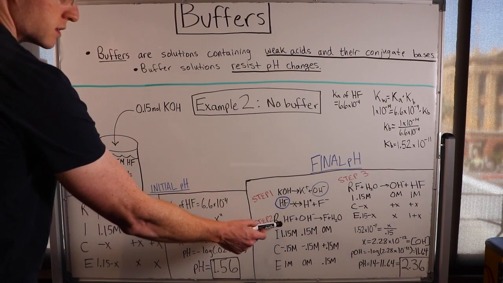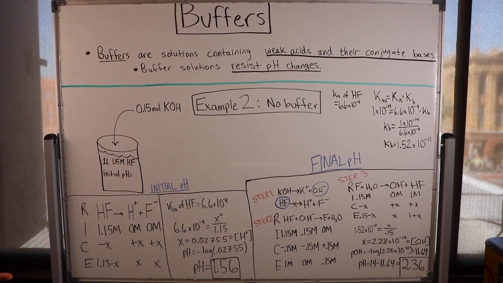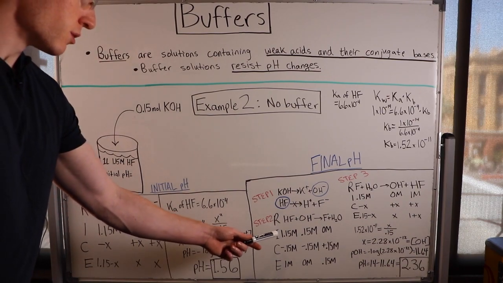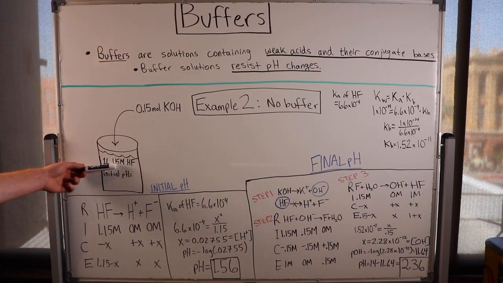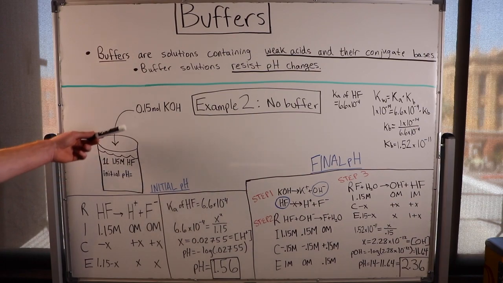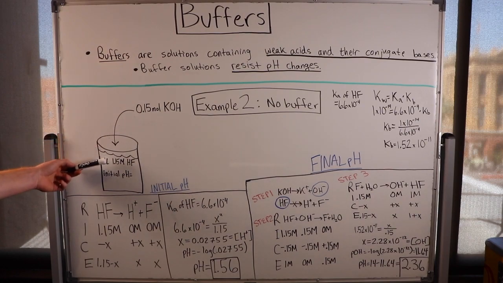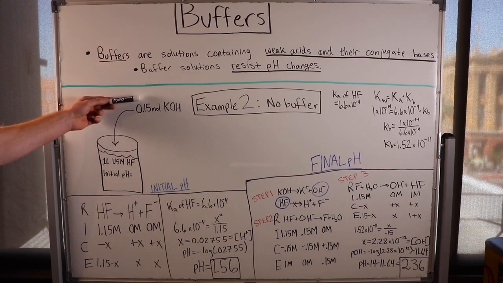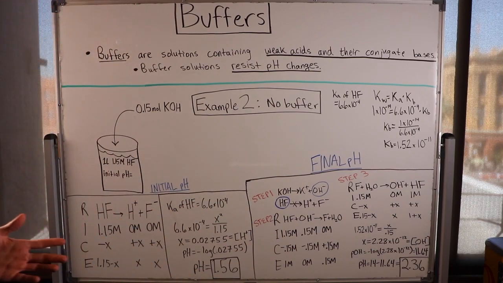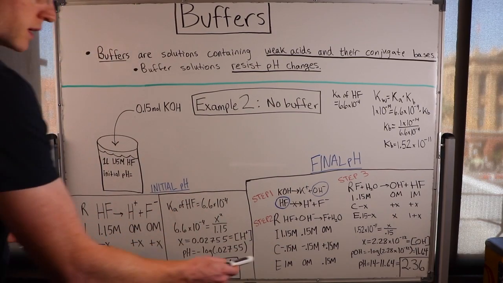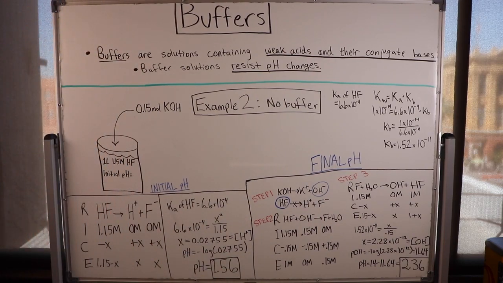So step two, we set up that neutralization RICE table by saying HF plus OH minus goes to its products, F minus and H2O, and we know that our initial amount of HF was 1.15 molar. We were given that information. OH minus, well, we found 0.15 molar, because if this is a 1 liter solution, and molarity is moles per liter, then 0.15 moles over 1 liter is 0.15 molar. Then we have no F minus to begin with, and H2O we don't have to consider in equilibrium expressions.